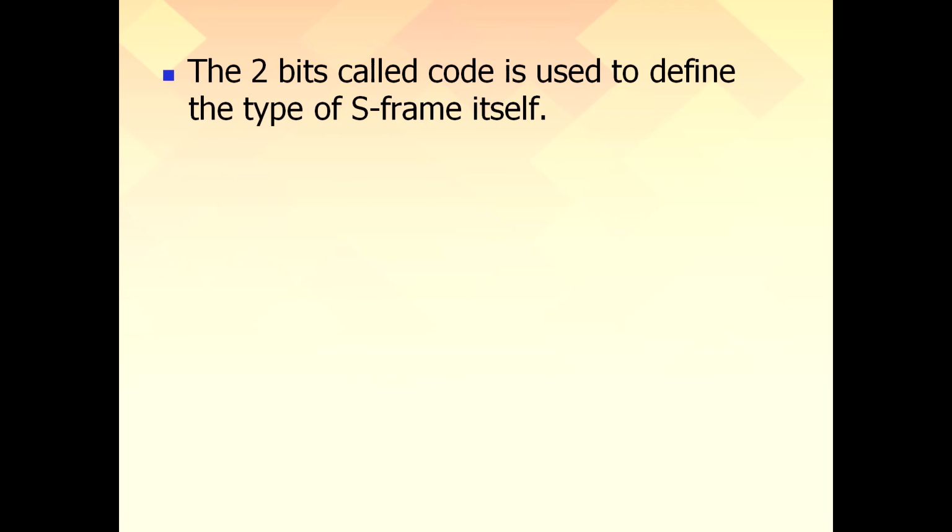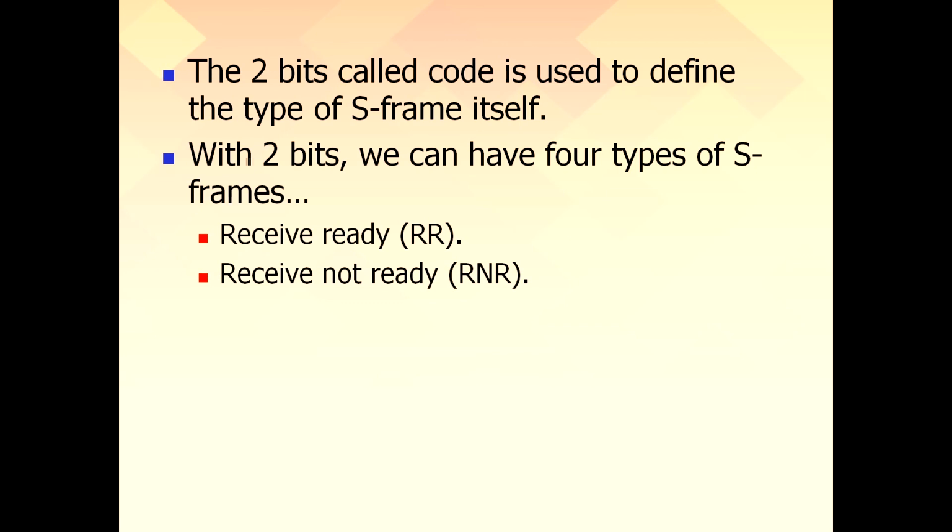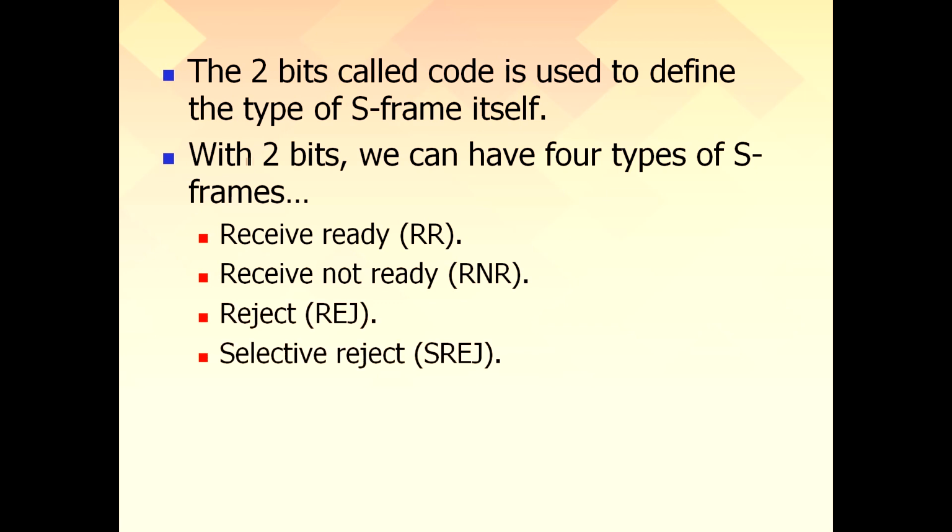Now let us discuss the 2 bits called code. The 2 bits of code define the type of S frame itself. With 2 bits, we have 4 types of combinations of S frame. The first one, receive ready, RR. Second one, receive not ready, RNR. Reject, REJ. Selective reject, SREJ. Let us discuss the 4 types of frames one by one.